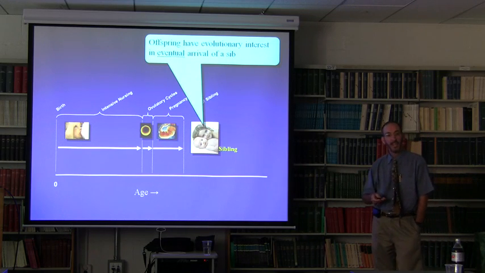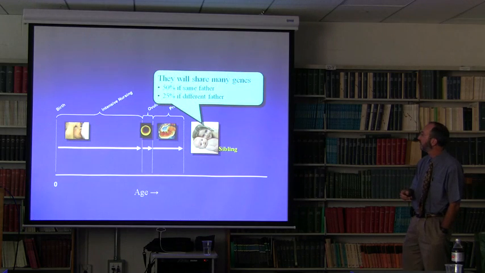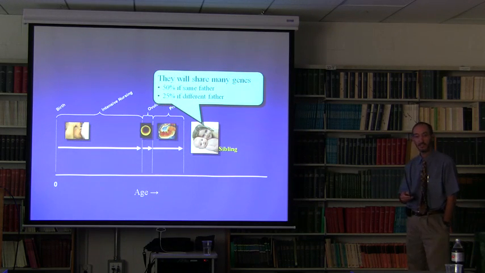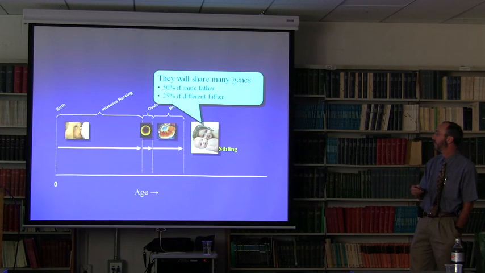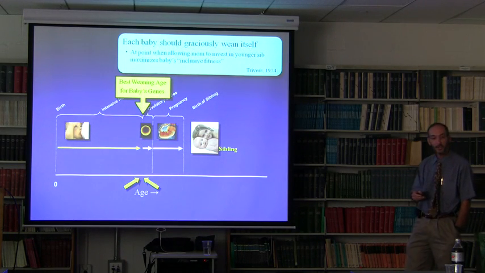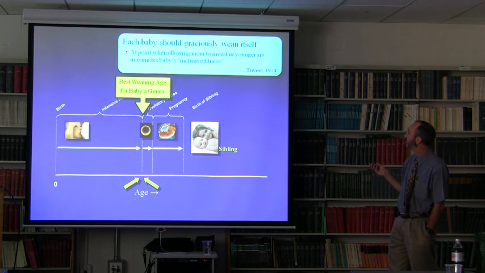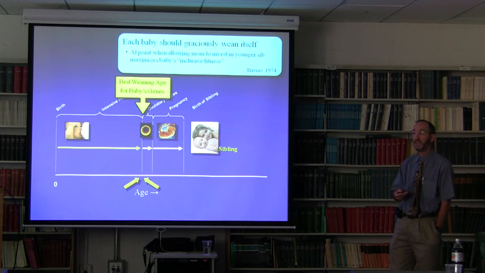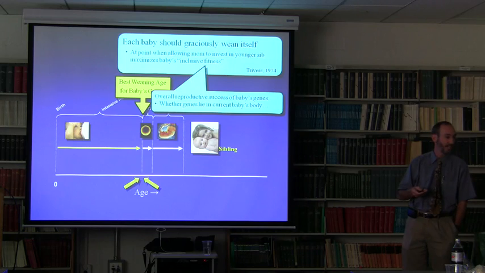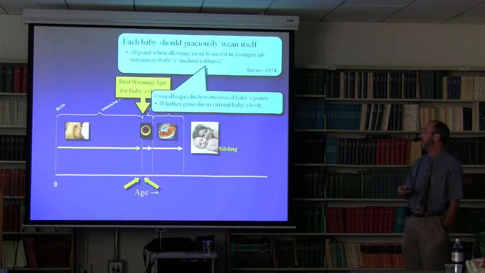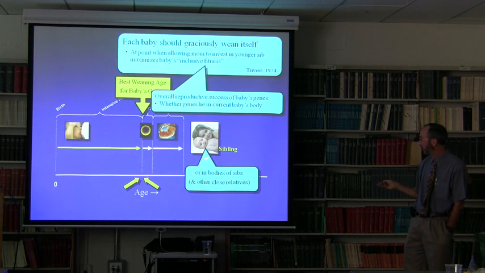But offspring have an evolutionary interest in the eventual arrival of a sibling. This is because they'll share many genes, 50% if the father is the same and 25% if the father is different. So each baby should graciously wean itself at the point when allowing its mother to invest in a younger sibling would maximize the baby's inclusive fitness. This is the overall reproductive success of the baby's genes, whether those genes are in the baby or in the body of a sibling.